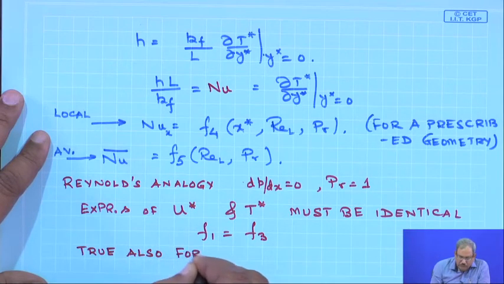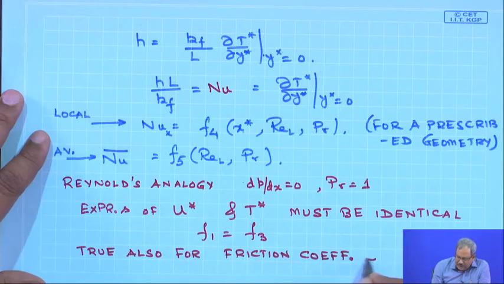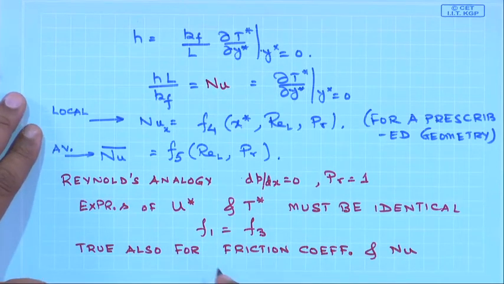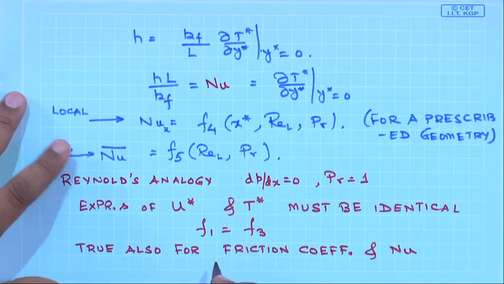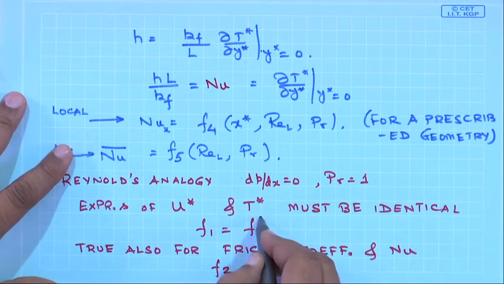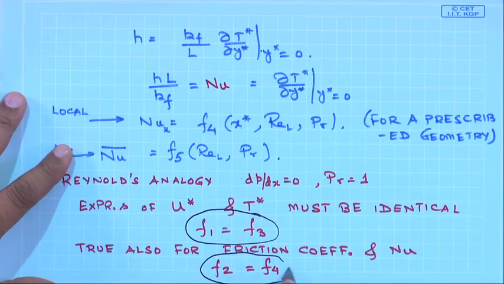And this is true also for friction coefficient and Nusselt number. So, if it is true for friction coefficient and Nusselt number, what you would get is f2 is equal to f4. These are collectively known as the Reynolds analogy.